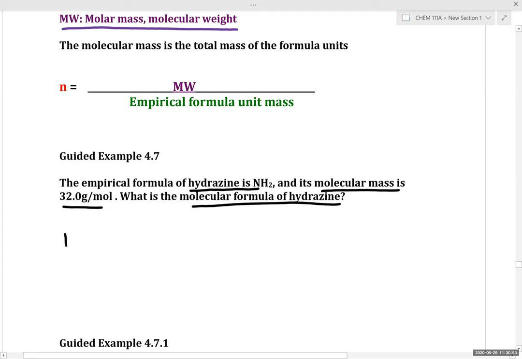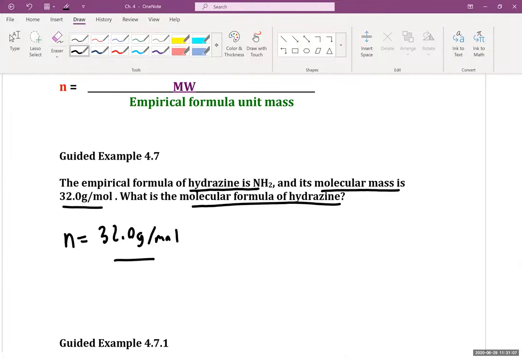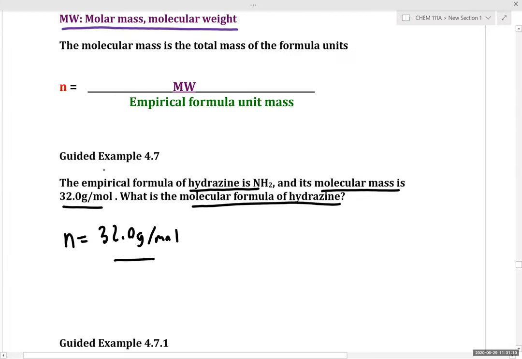Okay, so first we need to solve for n. So for n, we take our molar mass, which is 32.0 grams per mole. And we need to figure out our empirical formula unit mass. So let's do that. Looking at hydrazine NH2, we know that the molar mass of this empirical subunit would be 14 grams per mole for the nitrogen plus 2 times 1 gram per mole for the hydrogen, which would give us 16 grams per mole.